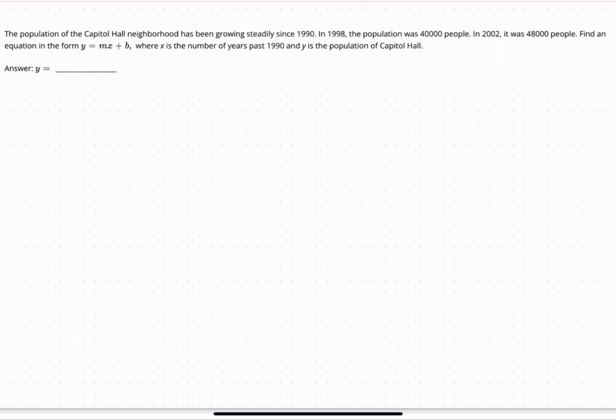So the goal of this problem is to create a linear function in the form of y equals mx plus b. So let's pull the information out that it gives us. It says in 1998 that we had a population of 40,000 people. So we're looking at the year versus the population. And then it tells us in 2002 we had a population of 48,000 people.